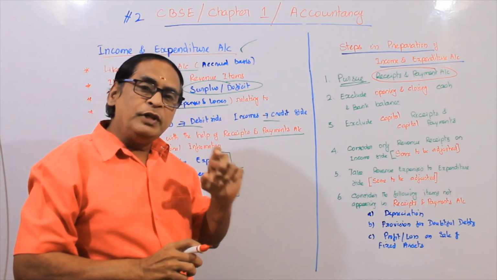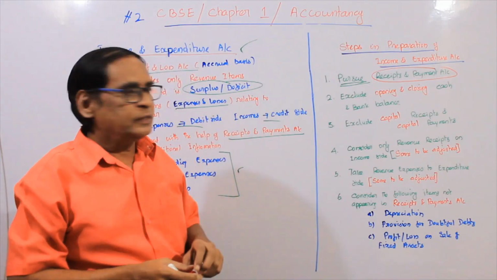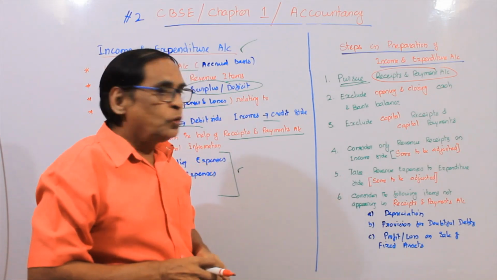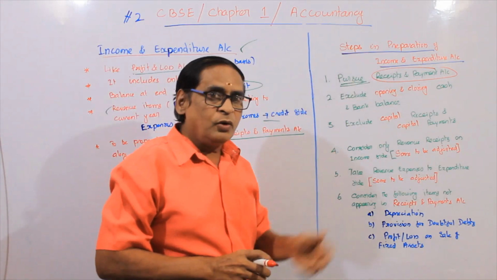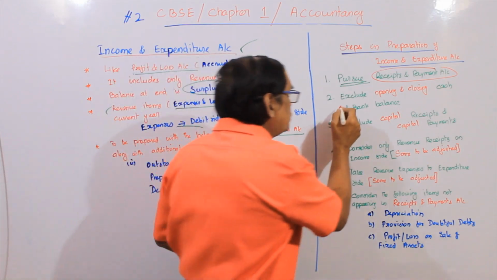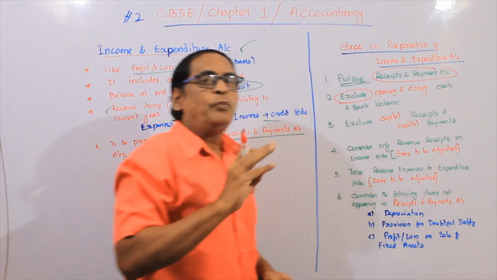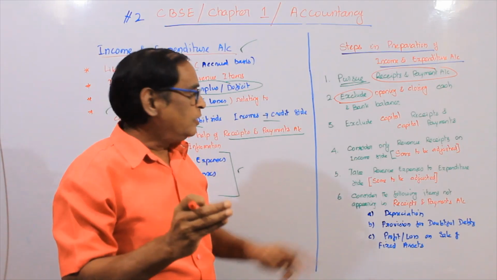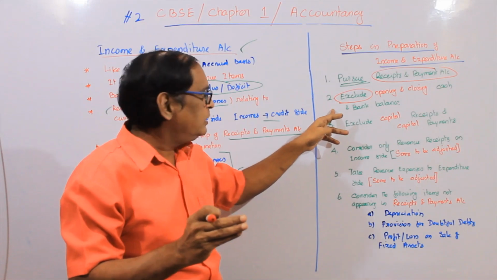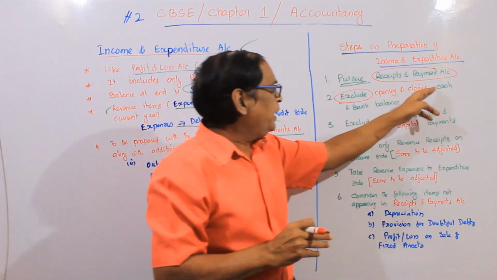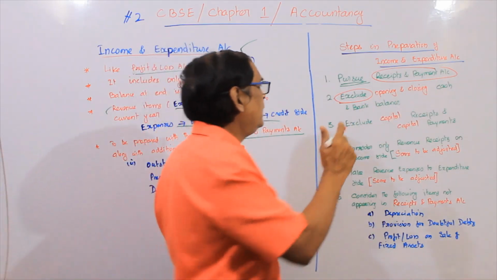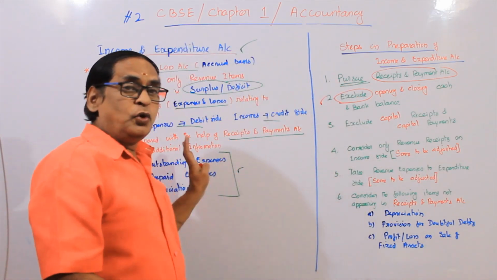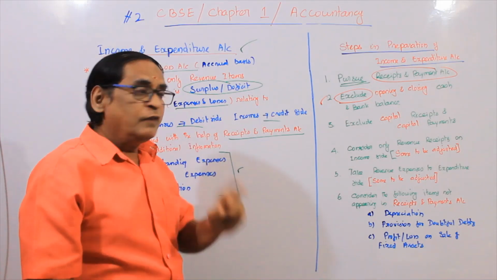In the receipts and payments account there will be opening and closing balances. In the income and expenditure account there will not be any opening or closing balances. So from the receipts and payments account you have to exclude the opening and closing cash balance and bank balance. Understand? The first step is to exclude the opening and closing cash balance and bank balance.